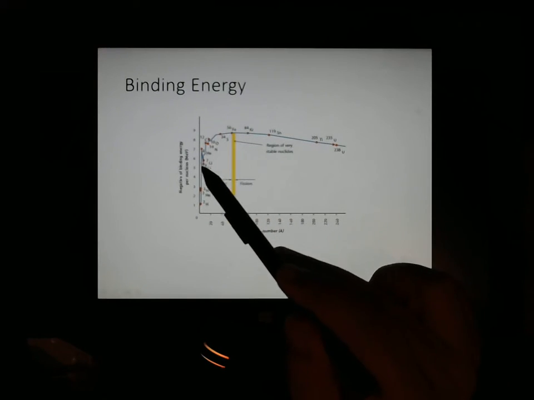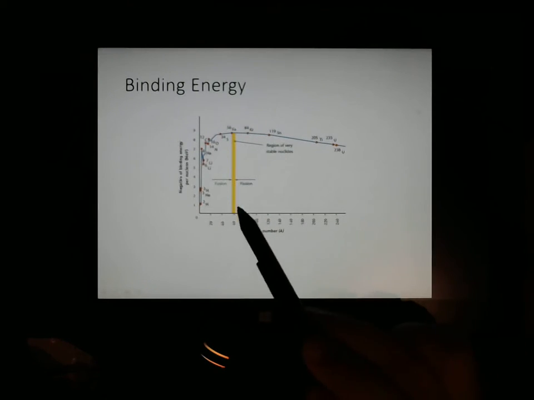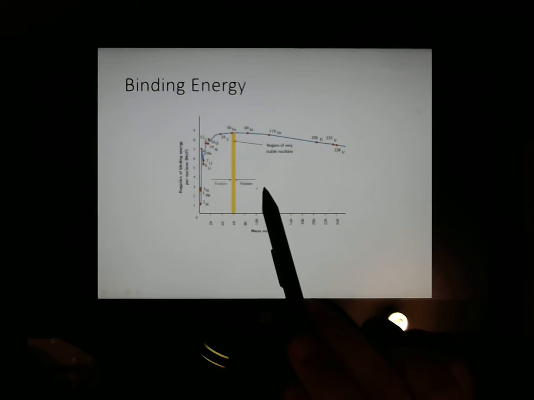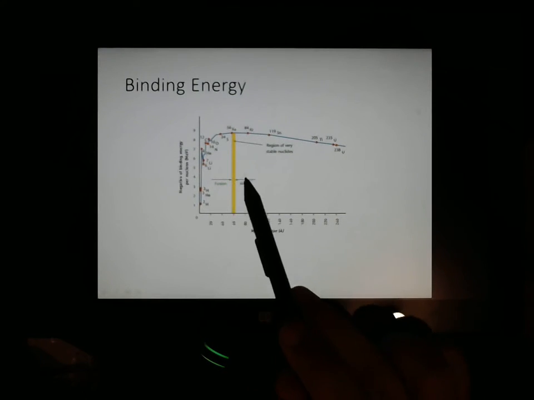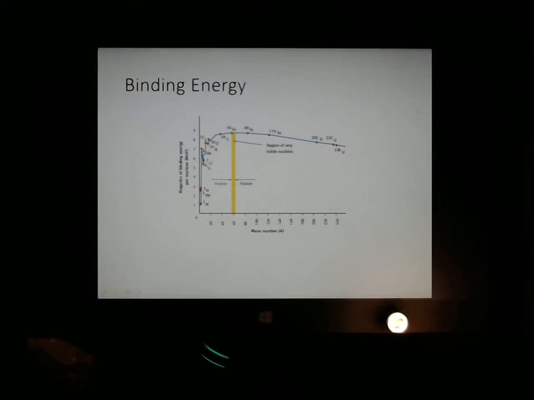As you go here, you're definitely going to get some instability. You can see there's two regions here, fusion and fission. Now we'll look at fission in the next video, and fusion will be in a couple of videos. So we'll come back to this graph over the next couple of videos.